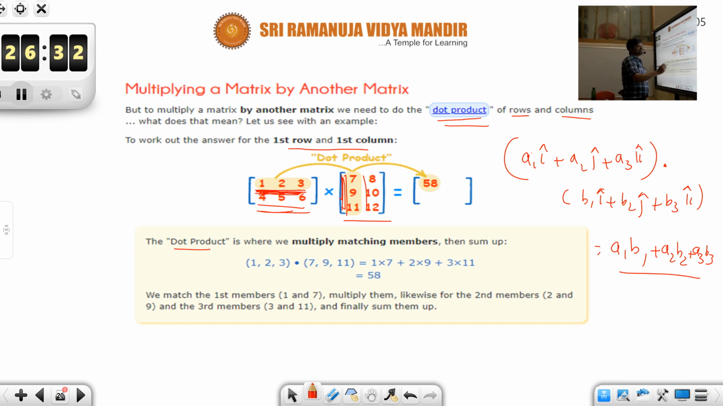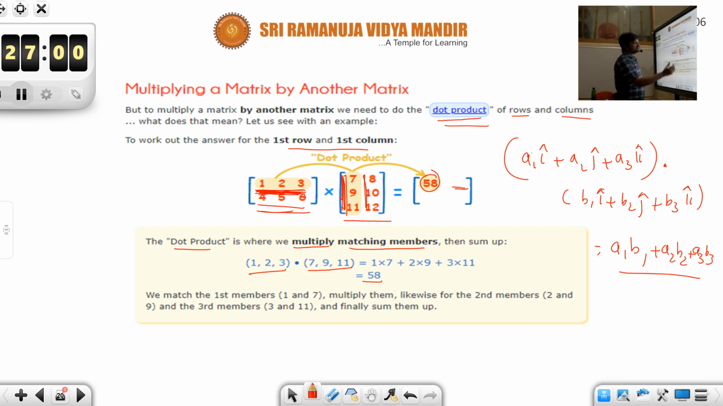So the dot product is where we multiply matching members, then sum up. So 1 2 3 with 7 9 11. If you perform the dot product between these two, you will get 58. So 58 is going to be your first entry. Similarly, to get the second entry, you perform the dot product between the first row and the second column.